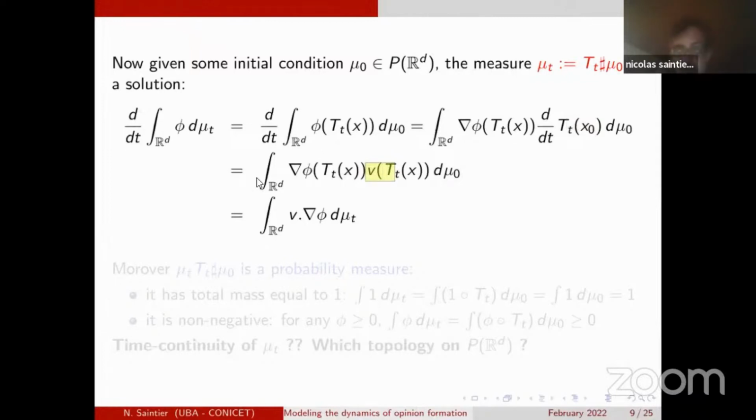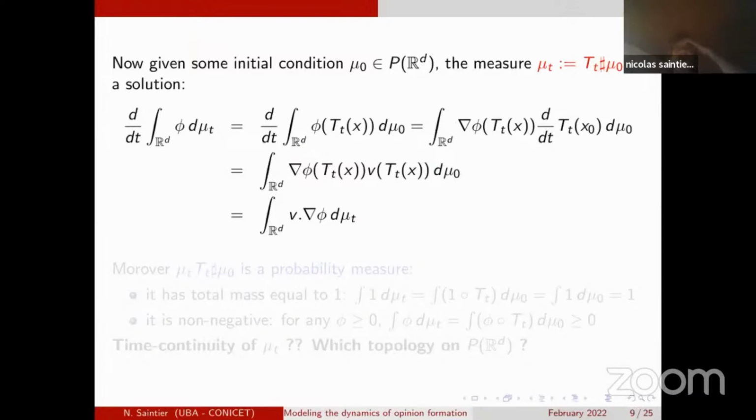And now we go back using again the definition of the push forward, because here we are integrating the gradient of phi times v at that point, which means that this is exactly this integral, again by the very definition of the push forward. And if you look at this computation, this is exactly the same computation we did before with the finite convex combination, except that here we have integrals instead of sums. This is the only difference. Okay, that's good because we got a solution.